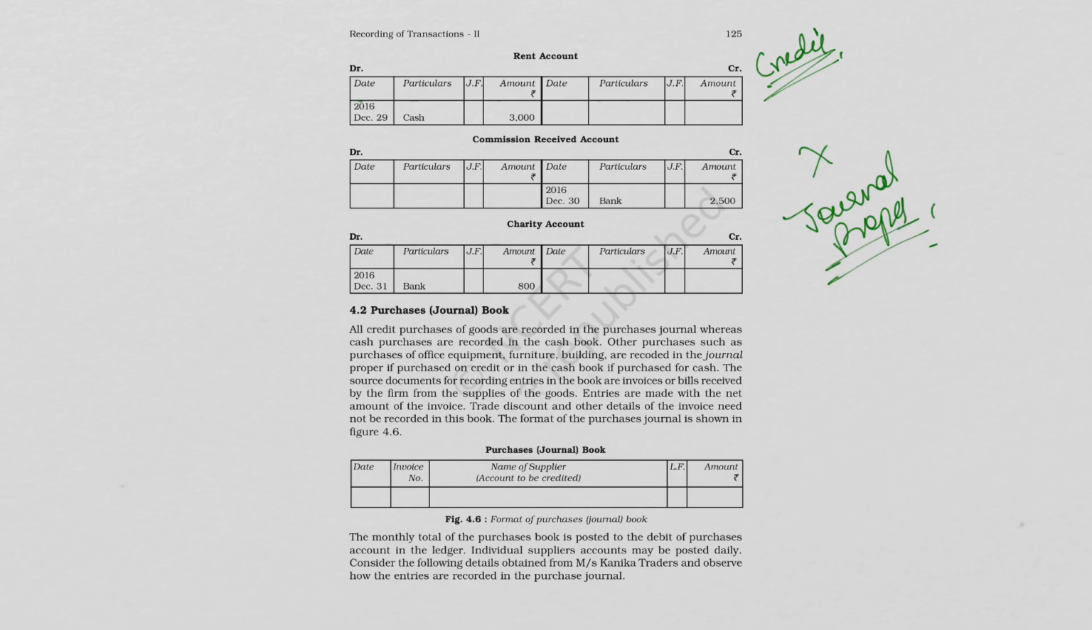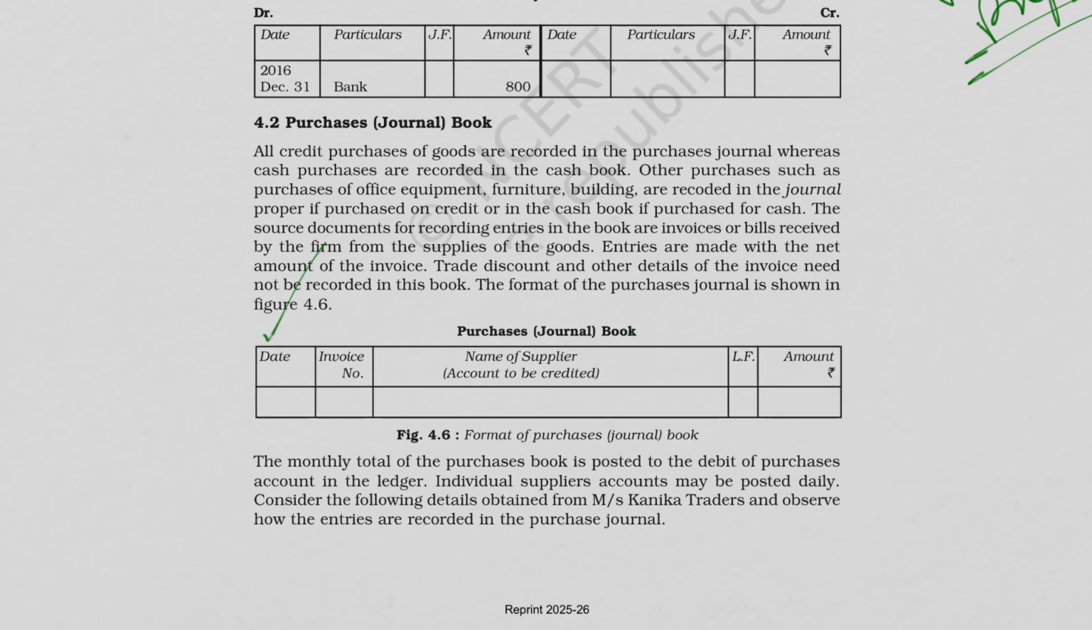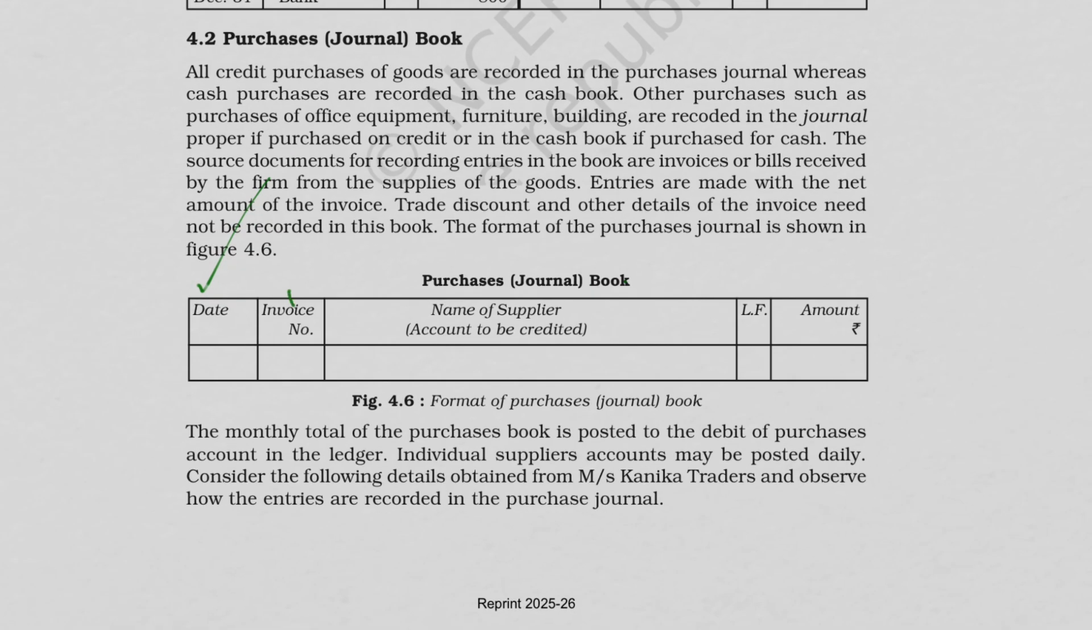Because purchase book is meant to record trading purchases. Now format of purchase book is, first of all, we have invoice number, we have name of supplier, we have details as well as ledger folio. So whenever goods are purchased on credit, entry is recorded in this purchase book. So at the end of the period, total of purchase book is debited to purchases account. Individual suppliers accounts are credited.